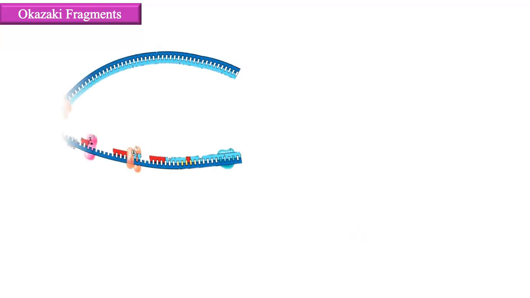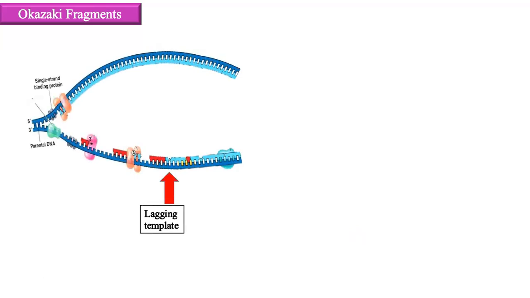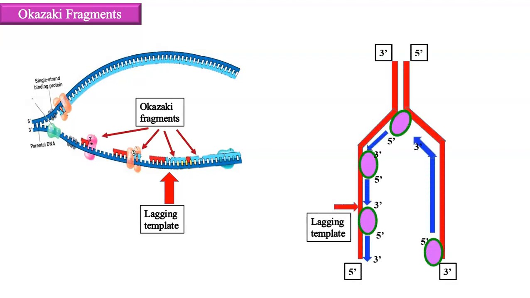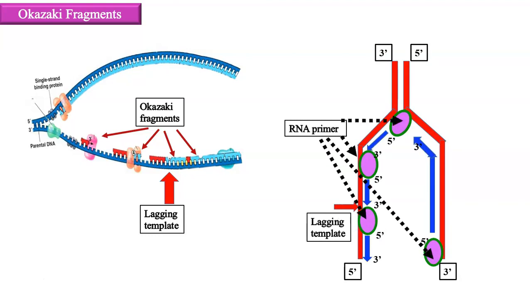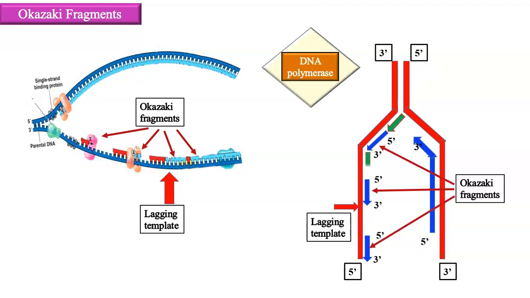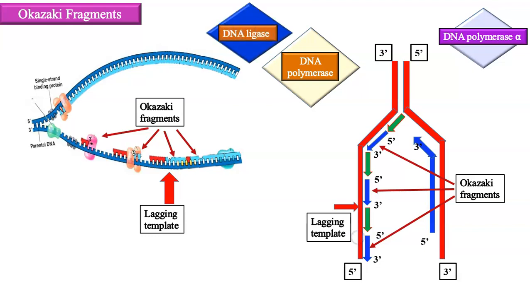Let us understand Okazaki fragments. The DNA synthesis on the lagging template takes place in the form of small fragments called Okazaki fragments. Separate RNA primers are required for each Okazaki fragment. These RNA primers are removed by DNA polymerase, and then they are replaced with the help of DNA polymerase alpha enzyme with new DNA sequences. These new DNA sequences are connected finally by DNA ligase. That is why we say that DNA ligase connects the Okazaki fragments.